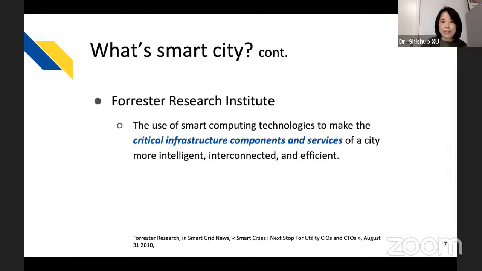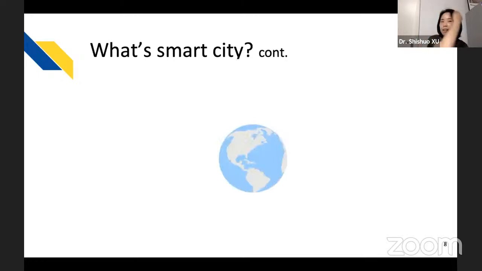They define the smart city as the use of smart computing technologies to make the critical infrastructure components and the services of a city more intelligent, interconnected, and efficient. Okay, let's stop here. Some students may get lost due to the long sentences and the description of the smart city concept. So let's watch a short video to have a better understanding of what a smart city is. Here we go.